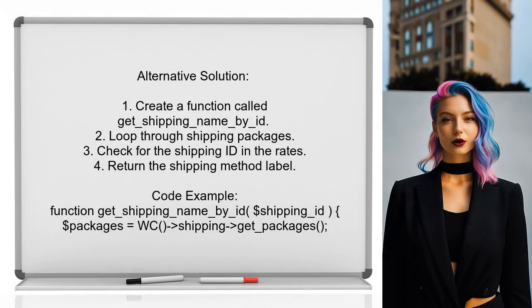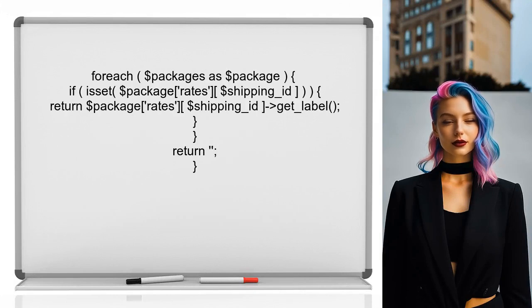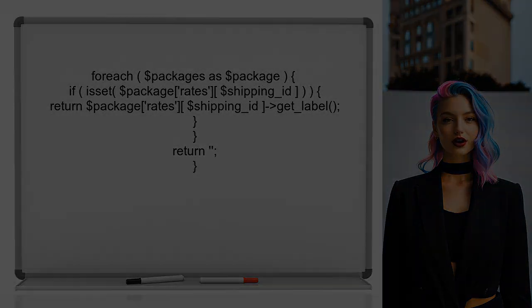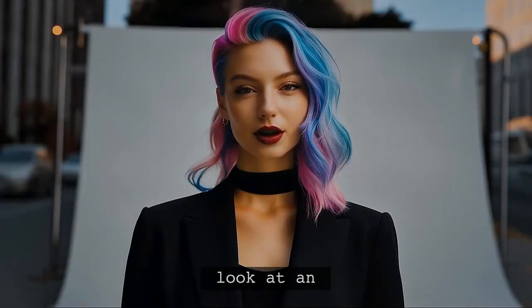An alternative solution provided by another user suggests creating a function to get the shipping method title by its ID. This function checks the shipping packages and retrieves the label for the specified shipping ID. Let's take a look at an answer from another user.